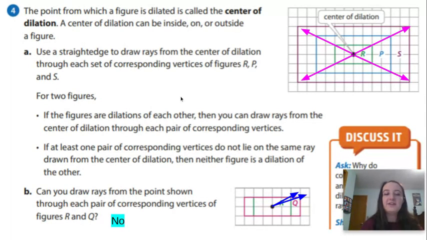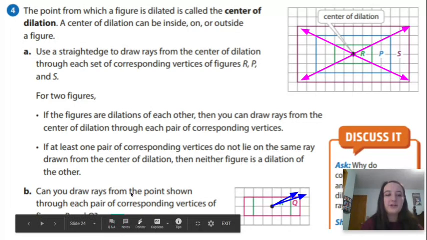So if the figures are dilations, you can draw rays from the center of dilation through each pair of corresponding vertices. So the corner of R and the corner of P and the corner of S. And since this ray goes through all of these, that's why we know that it is a dilation.